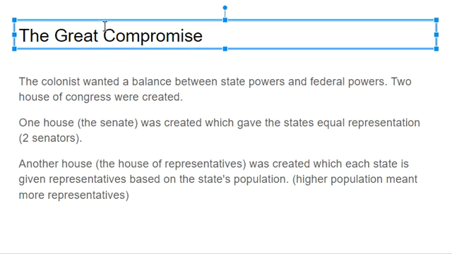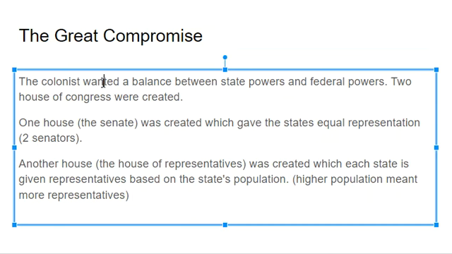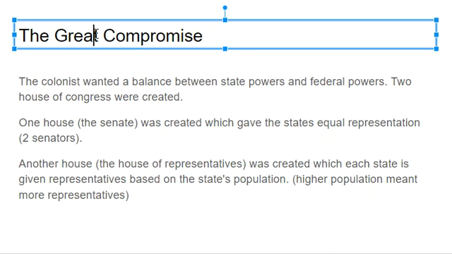And today we're going to learn about the Great Compromise. The colonists wanted a balance between state powers and federal powers. If you remember, the Articles of Confederation gave every state one vote no matter what. So if a state had 50 million people, it only had one vote. If a state had 2 million people, still one vote. With the Great Compromise, they changed that.